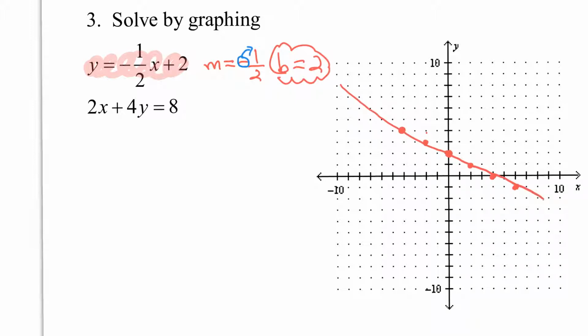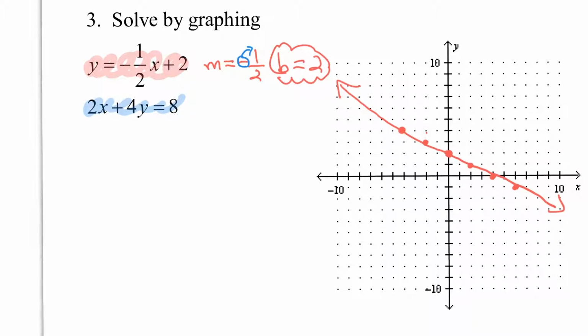But now you guys need to graph your second line and see where it crosses. Maybe they don't cross, maybe they do cross. You just have to check. So my next line will be the blue one right here. And remember I said this is standard form, 2x plus 4y equals 8.